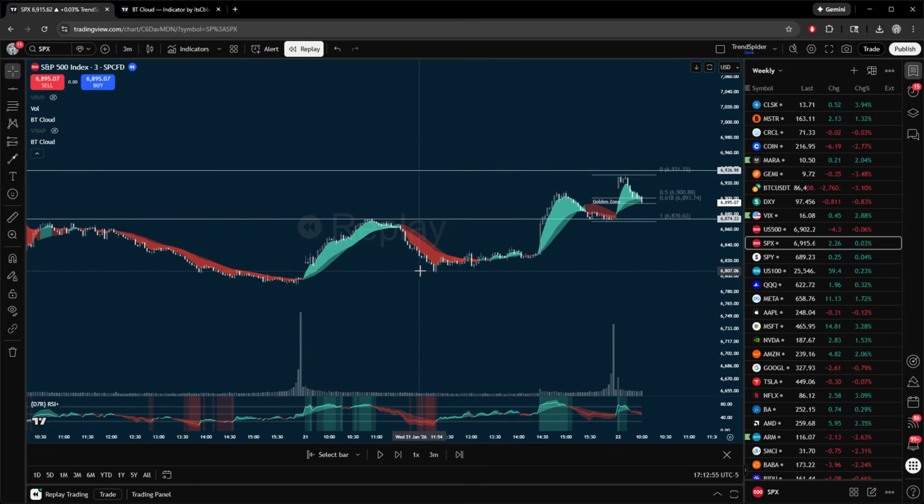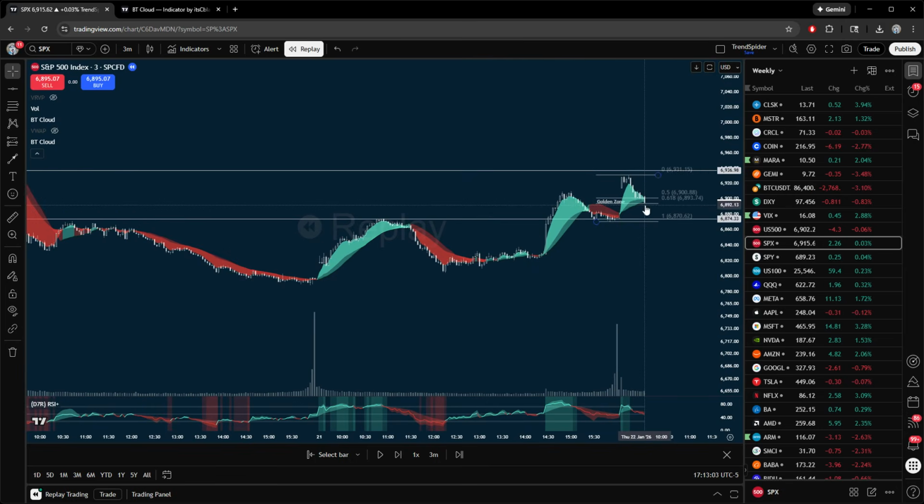Look, price is starting to pull back now from that 6,930 high. It's coming down to retest our golden zone. This is exactly what we want to see. Price came down and stopped right at the 0.618 level at 6,894, where it found support and bounced. This is a perfect retest of the golden zone.